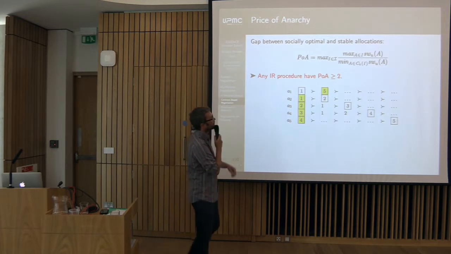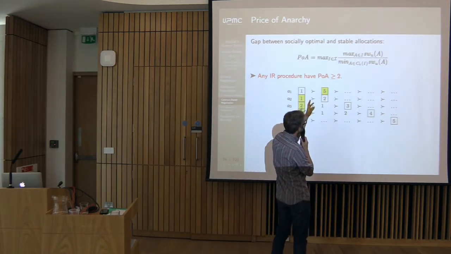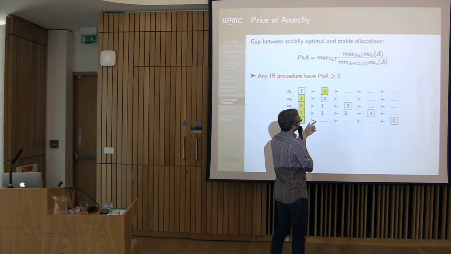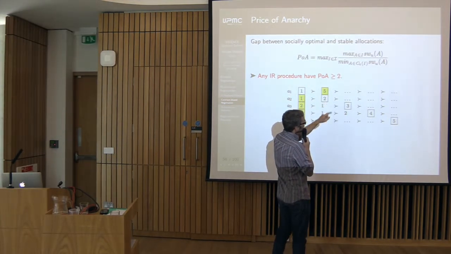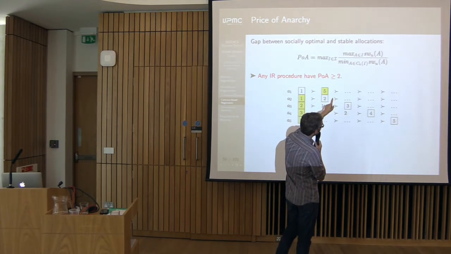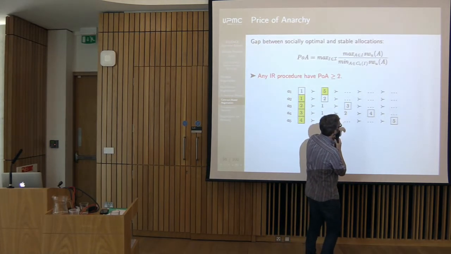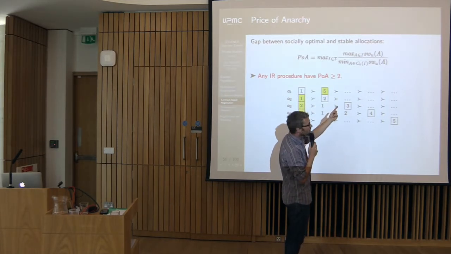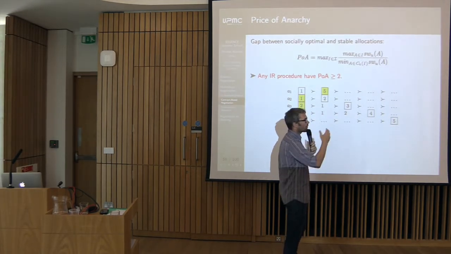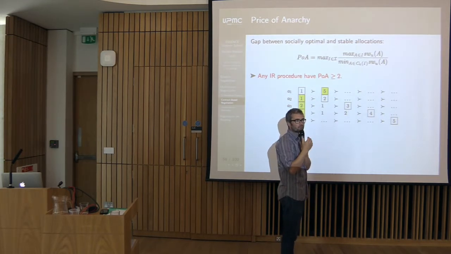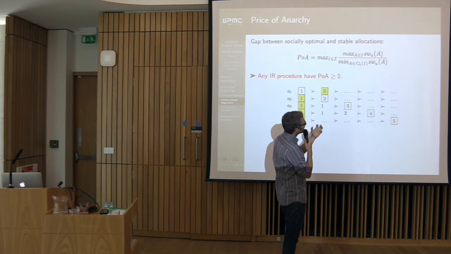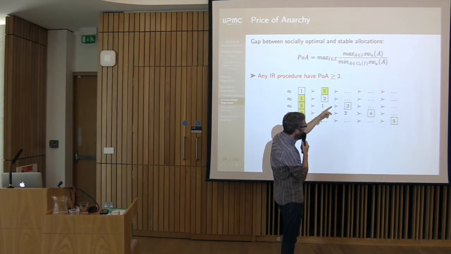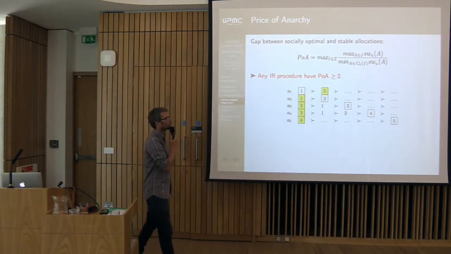The price of anarchy, this is the formal definition, so that's the max among all the instances of the optimal allocation over the mean of some symbols that I did not introduce, but at the top this is the optimal allocation, and under the ratio this is the stable allocation. So that's the ratio, so that's the max among the different ratios that you can have between the optimal allocation and a stable allocation for this protocol.